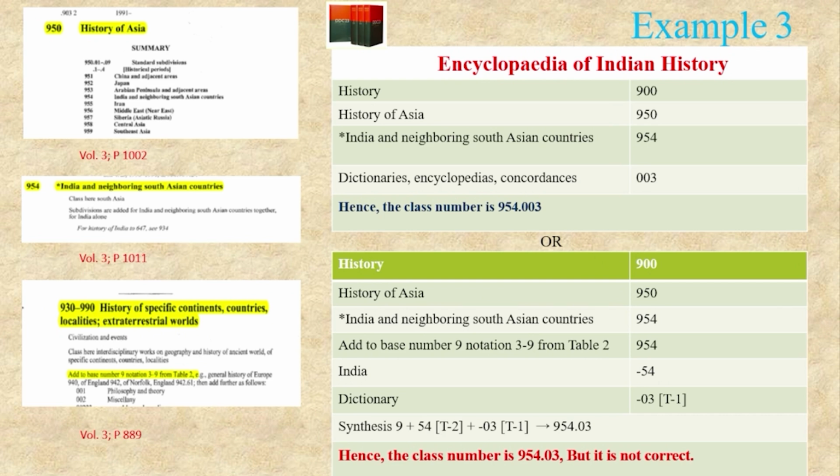But this one is a wrong answer, as the schedule does not permit taking the number from the standard subdivision, that is table 1. Particularly in this case, the schedule already instructs you to add the standard subdivision under the notation 3-9 from table 2, then add further as follows 005-006 for works like dictionary, encyclopedias and concordance. So the class number will be 954.003. So learners, be careful when you assign the class number, particularly for this type of document. So come to the next example.